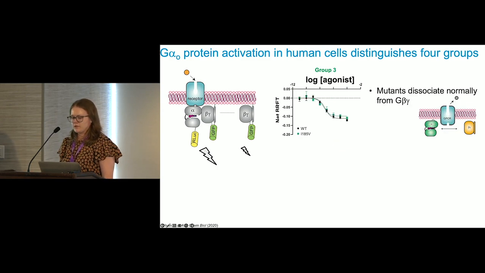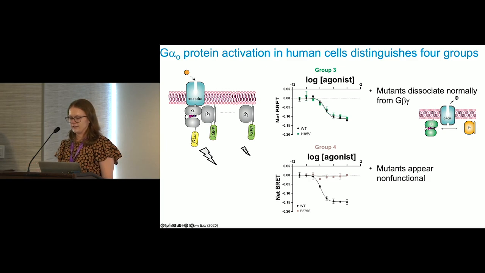The third group of mutants look like wild type, meaning that they are able to interact with receptor and release beta gamma normally. And then finally, the group 4 mutants had no observable BRET signal, indicating that they are unable to interact with the receptor and beta gamma. So we expect these mutations to cause non-functional proteins in cells.